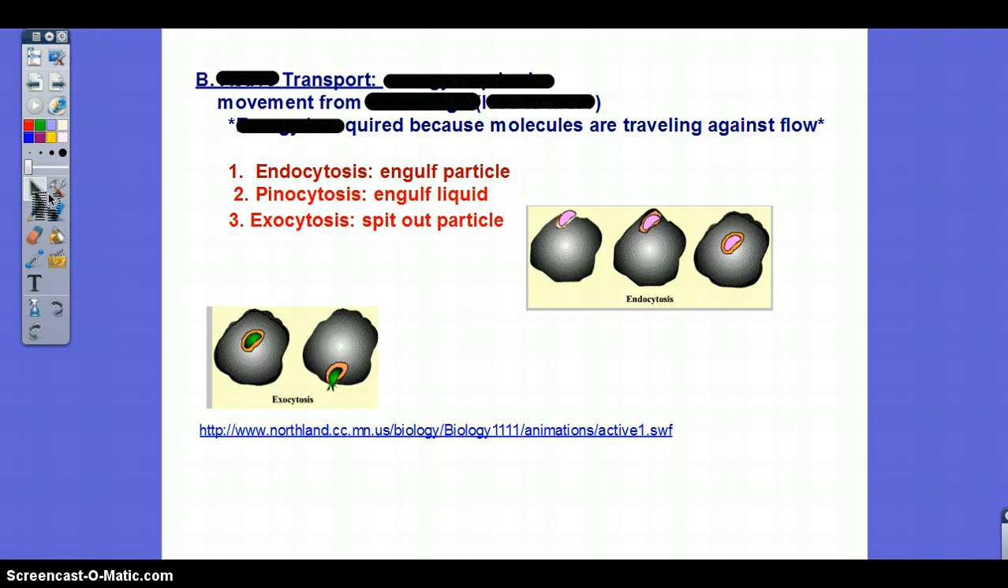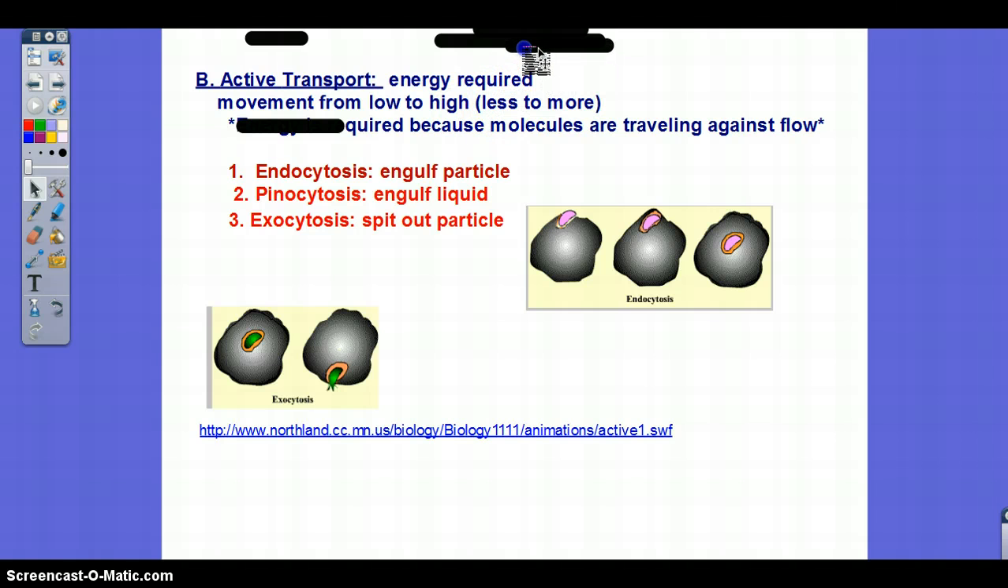So we talked about molecules are always moving, and they normally move from an area of high concentration to low concentration. That is the natural flow for molecules. When molecules need to move against that concentration or that path, they're going to move with energy required, and they're going to move from an area of low concentration to an area of high concentration. That basically means from where there's less molecules to where there's more molecules.